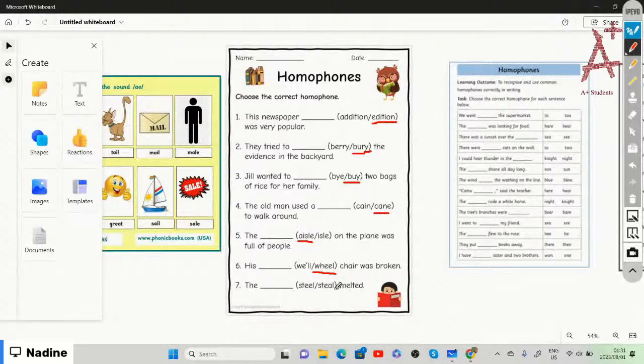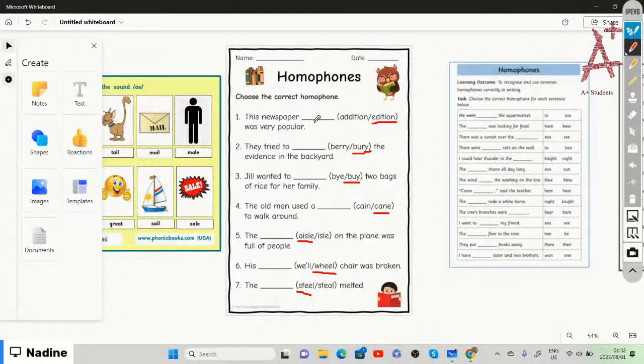The steel melted. The steel melted. We need to choose between the words steel and steal. So the first steel, which is S-T-E-E-L, that is metal, right? It is metal. And the second steal is where we would say you steal money, you steal things, right? So we will go with the first option, the steel, which is metal that melted. So well done.